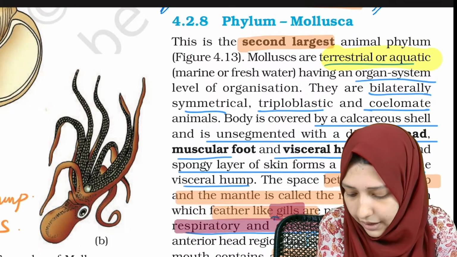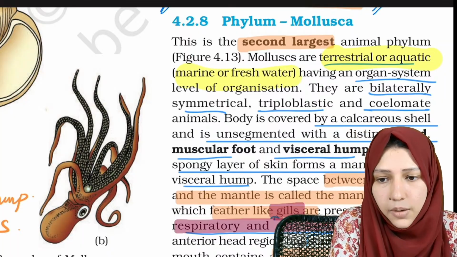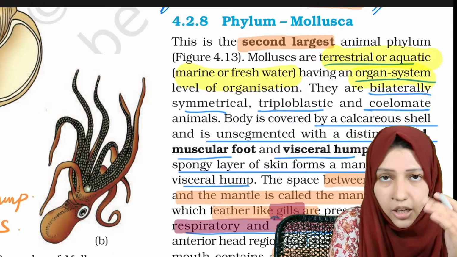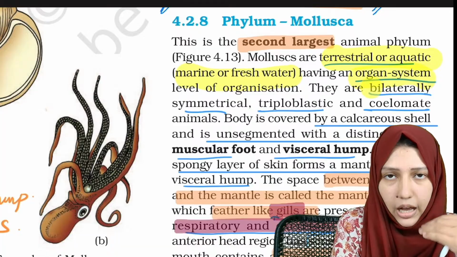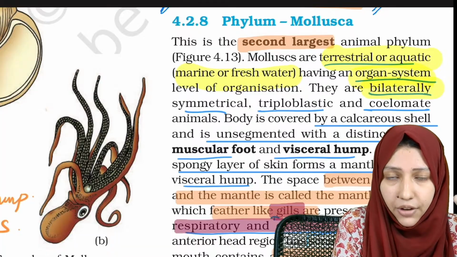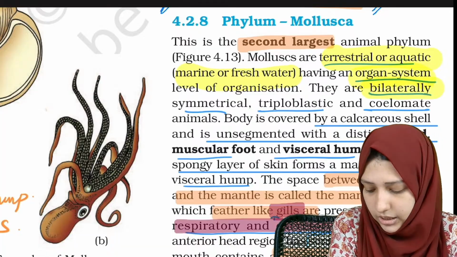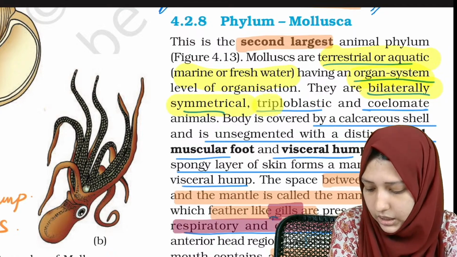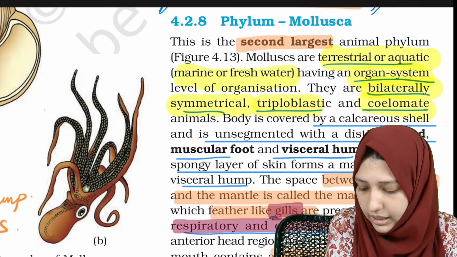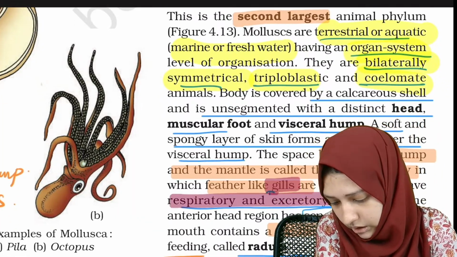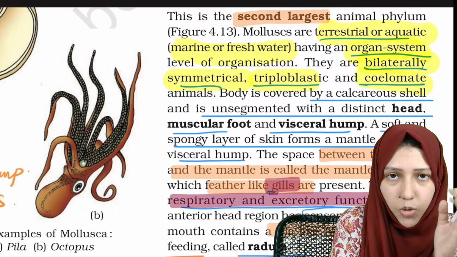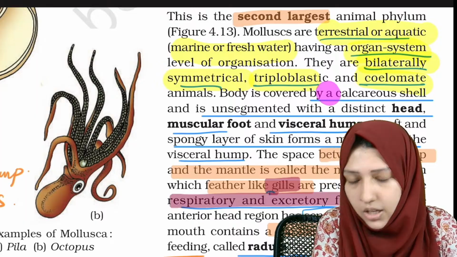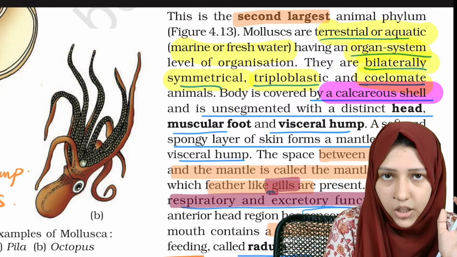They have organ system level of classification, and they are bilaterally symmetrical. Now it becomes easier because the higher the phylum goes, the more similar the characters are, like bilaterally symmetrical, organ system level of classification, triploblastic, coelomate. Only these special points you have to note down. The body is covered by calcareous shell.